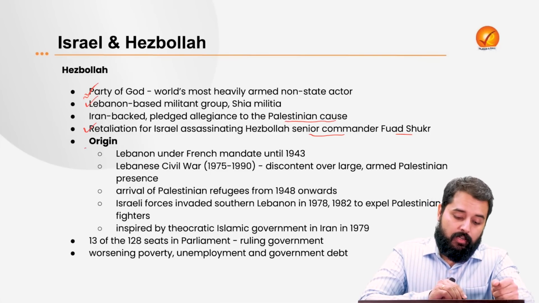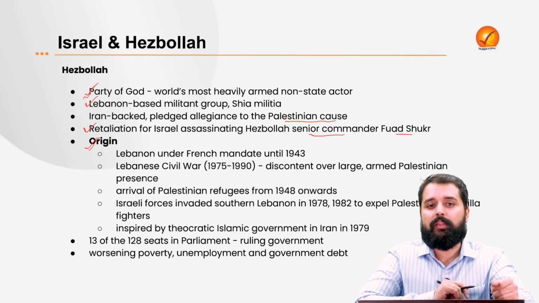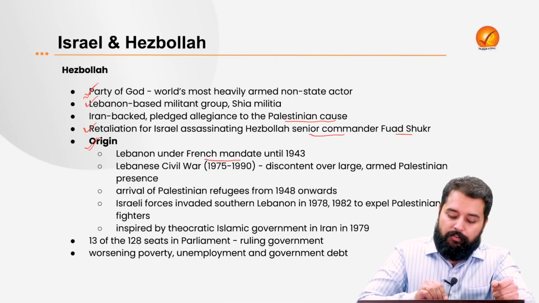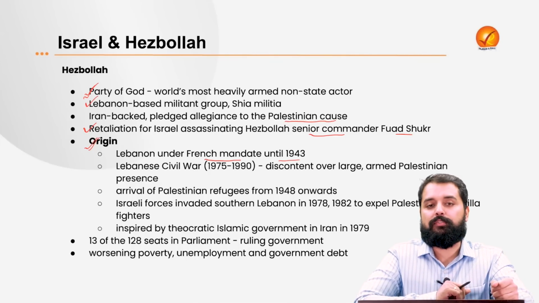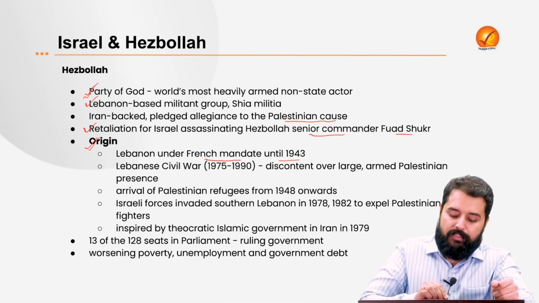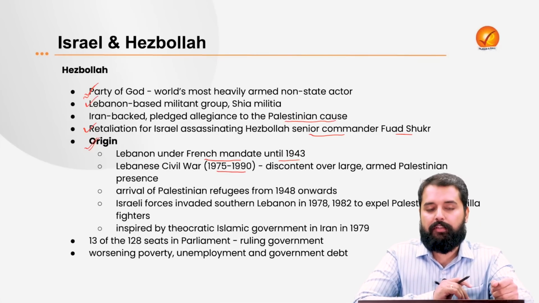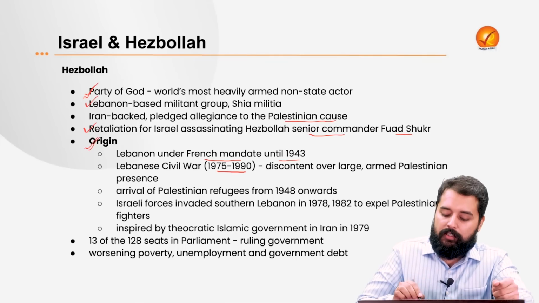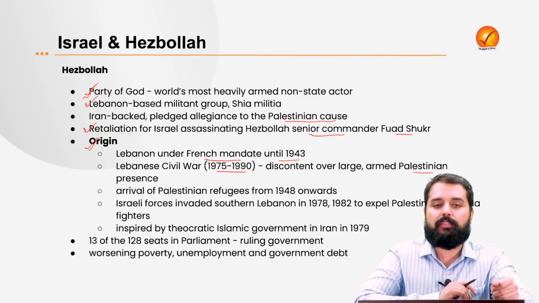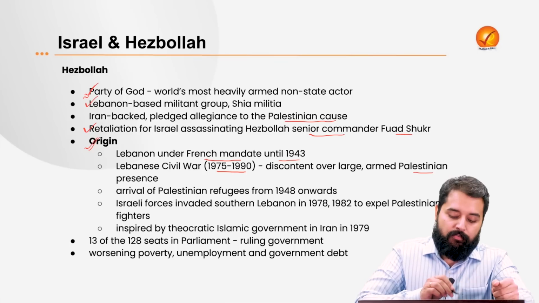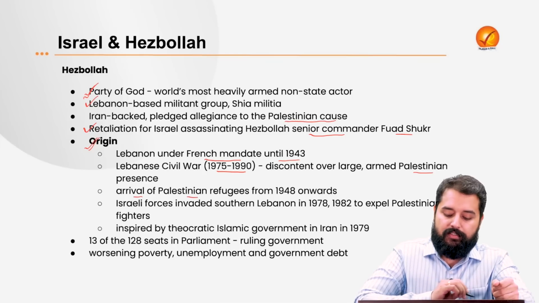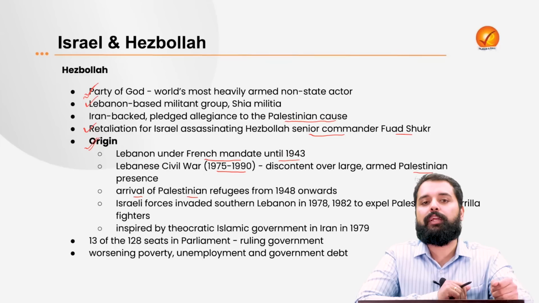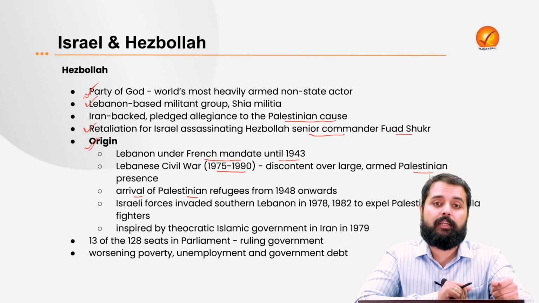Now, how did Hezbollah originate actually? Lebanon was under a French mandate until 1943. Then the Lebanese civil war broke out in 1975. It continued till 1990, and there was simultaneously a simmering long-time discontent over the large armed Palestinian presence in Lebanon. And further, there was the arrival of Palestinian refugees from 1948 onwards, the first Arab-Israeli war.